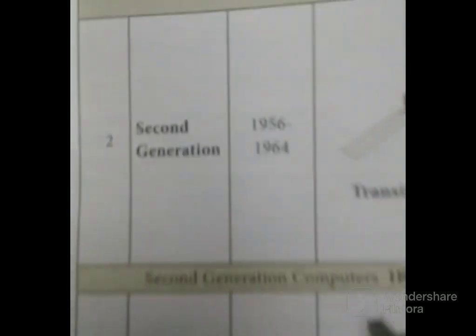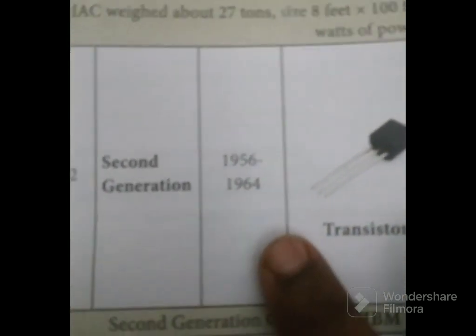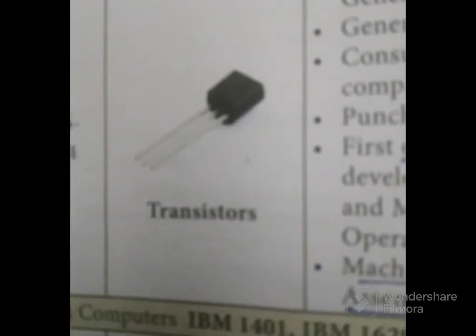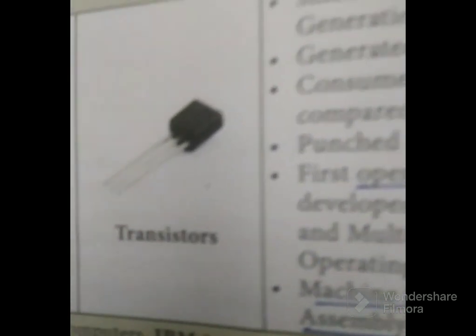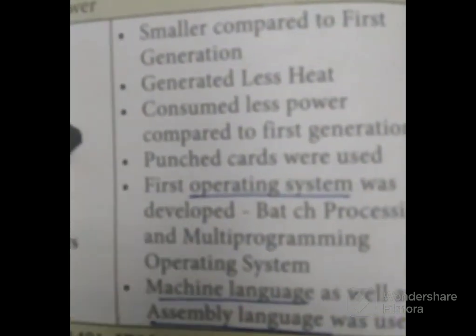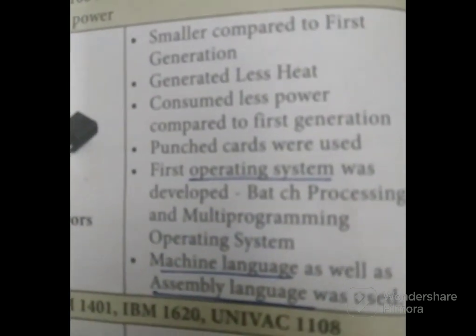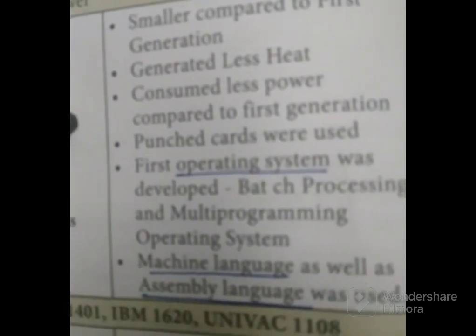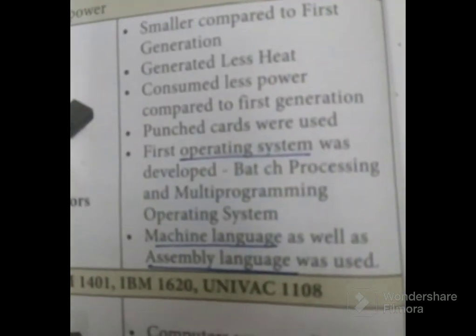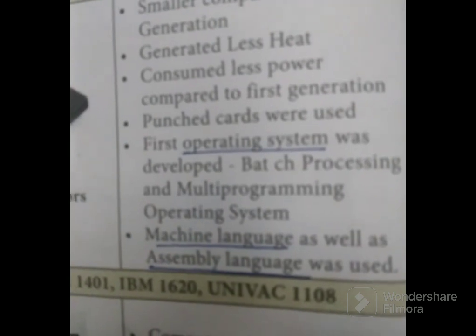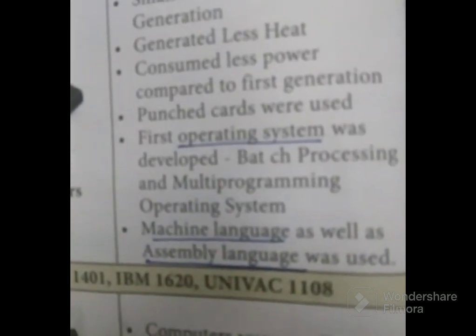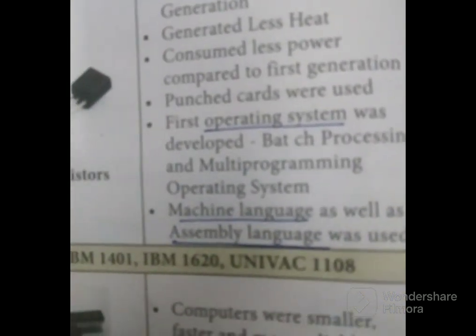The next generation, the second generation, has a period of 1956 to 1964. Here transistors are used. It is slightly smaller than the first generation. Here the operating system concept is used. And here machine language as well as assembly language are used.